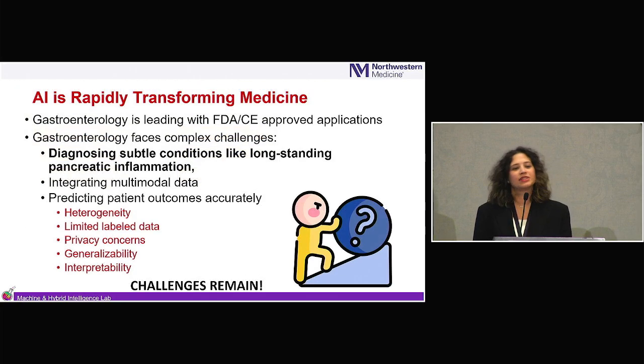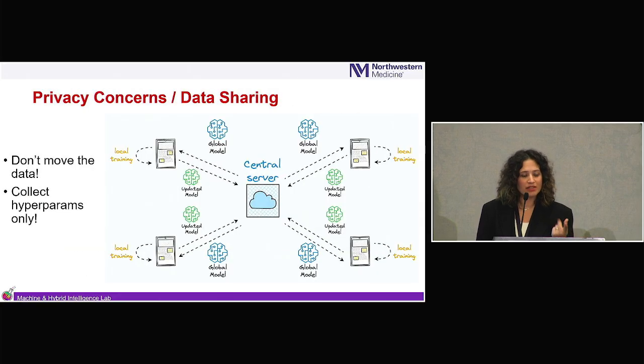So AI is rapidly transforming medicine, and gastroenterology is leading with the FDA and other approved applications, but we still have challenges. We need to overcome those challenges with multimodal data and more labeled data, and by increasing heterogeneity and generalizability. Privacy and HIPAA have a big share in our data sharing.